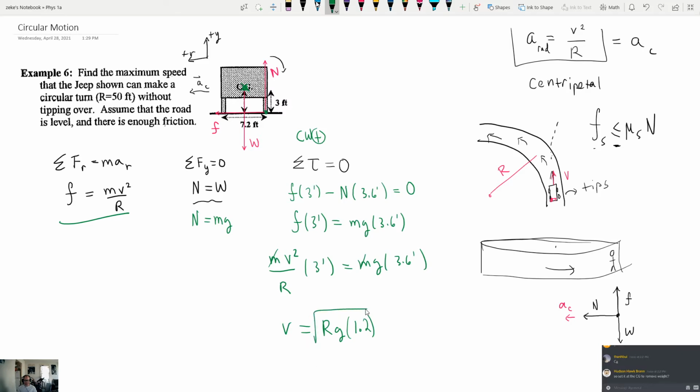Check to see if that's right or wrong. So that appears to be our maximum speed. This is the max speed. And to calculate that, we have a radius of 50 feet. We have an acceleration due to gravity of 32 feet per second squared. Can't use 9.8 unless we convert 50 feet into meters, and I don't see really any reason to do that. And we multiply that times 1.2, and so we get Vmax, whatever all this ends up being equal to.